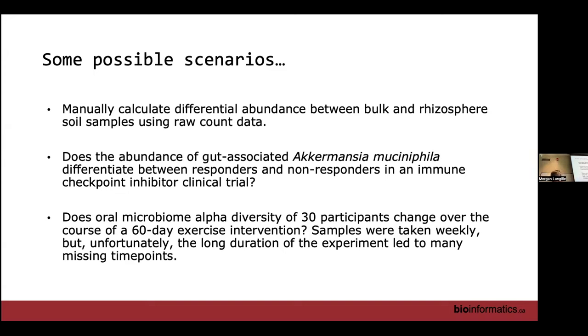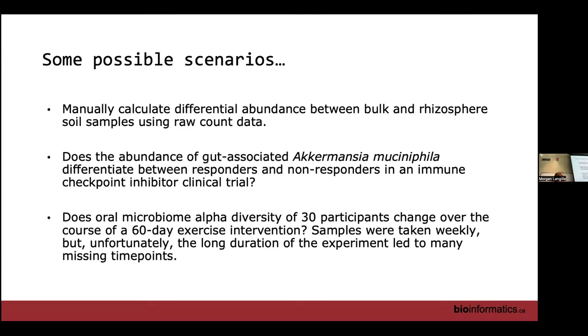So does the abundance of gut-associated Akkermansia muciniphila differentiate between responders and non-responders in an immune checkpoint blockade or immune checkpoint inhibitor clinical trial, which we know definitely has a lot of effect. Yeah, so would that be a normally distributed response variable? No, it's not normal. Normally distributed response variables are continuous, and this is a yes or no sort of a question, right?